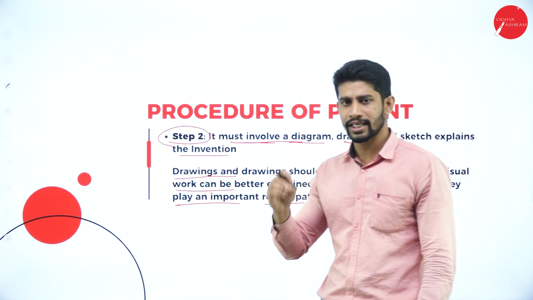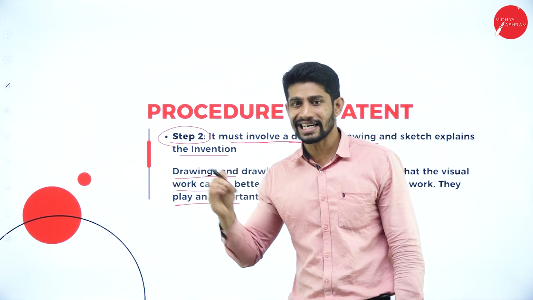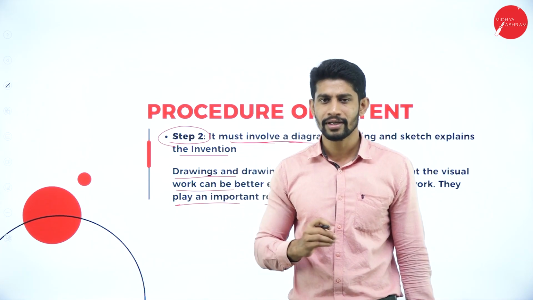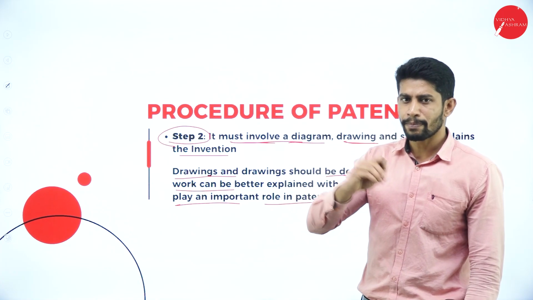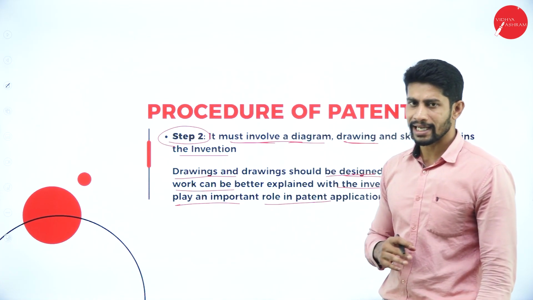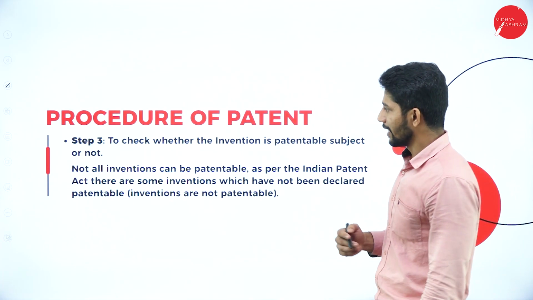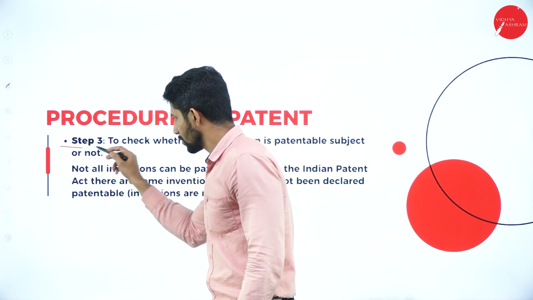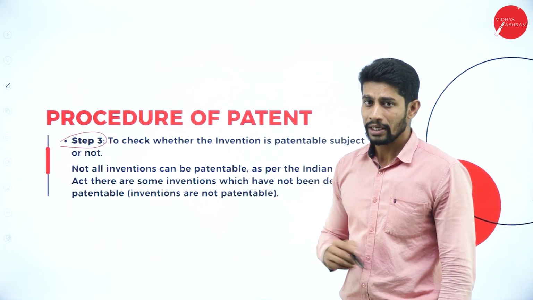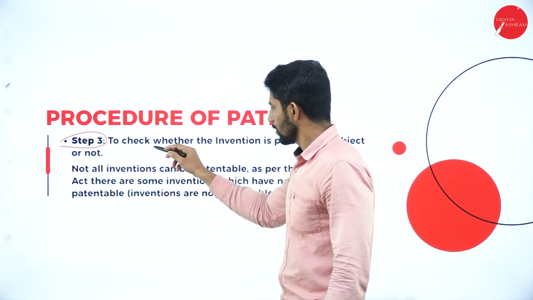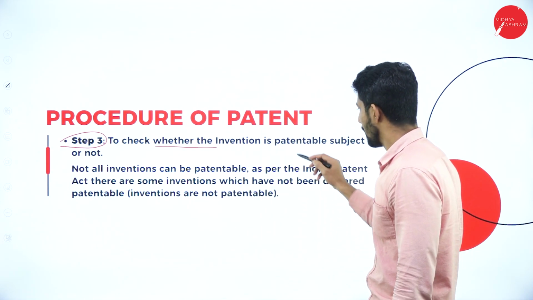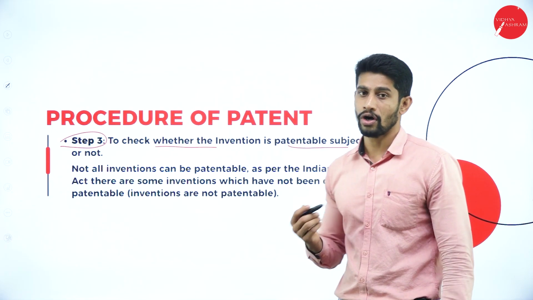So in step 1, we give all the theoretical aspects in writing in detail about the invention. In step 2, we explain them by the diagram, drawing, or sketch of our invention. Next, step 3. In step 3, what are we supposed to do? In step 3, we check whether the invention is a patentable subject or not.